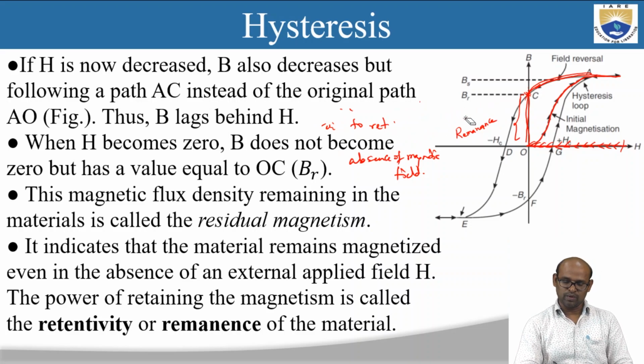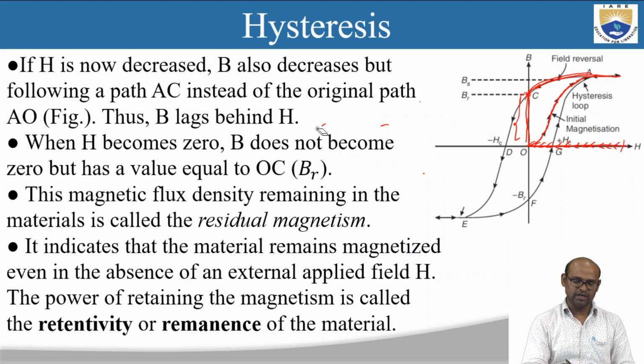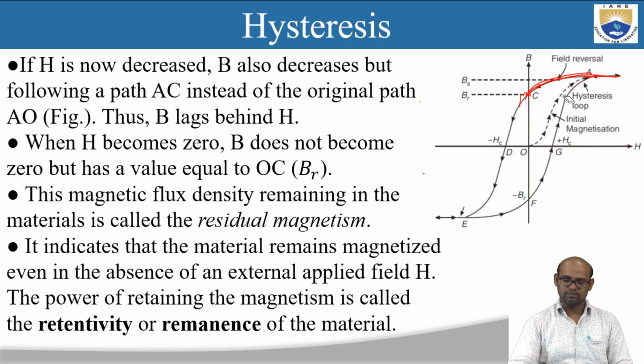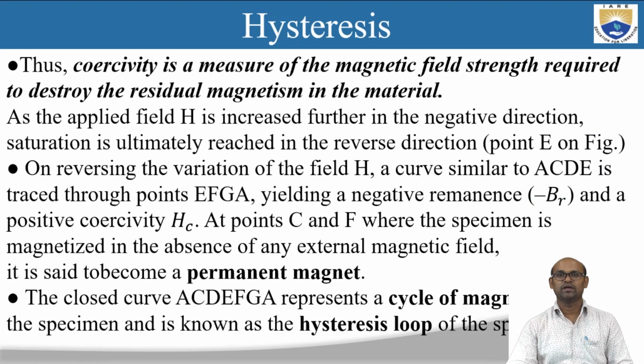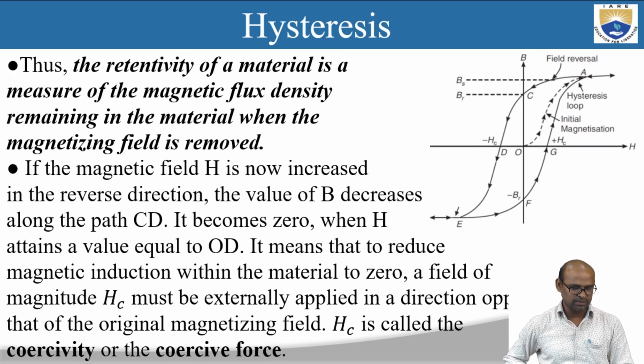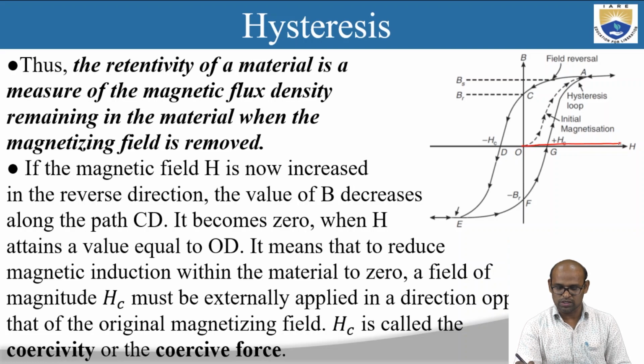Now what happens if I change the direction of magnetic field applied to this magnetic material? Let us see what happens to this material if I change the direction of magnetic field. In the beginning I increased the magnetic field from O to H, and I saw that the magnetic field induction increased. As I decrease the field from H to O, I found that the magnetic induction decreases to a finite value, even when H is reduced to 0.